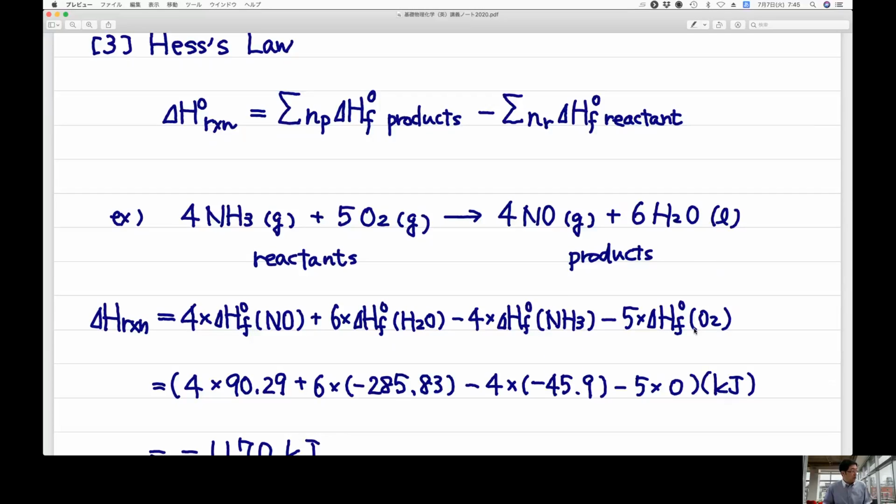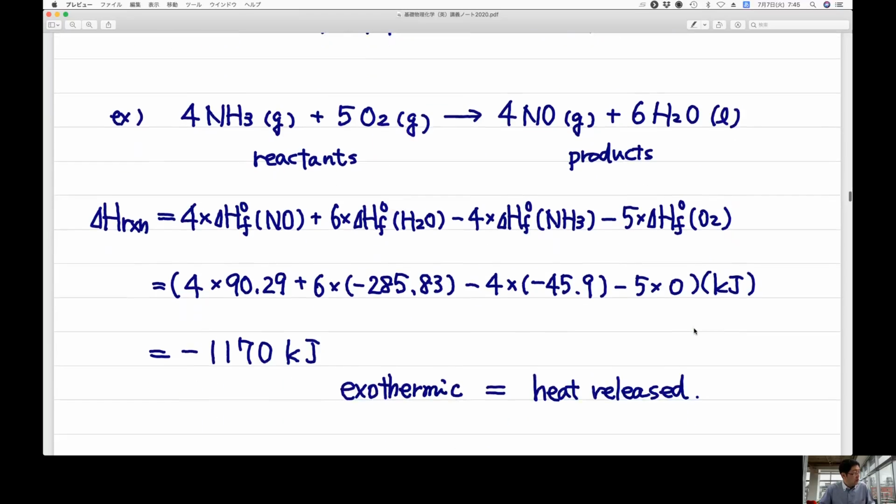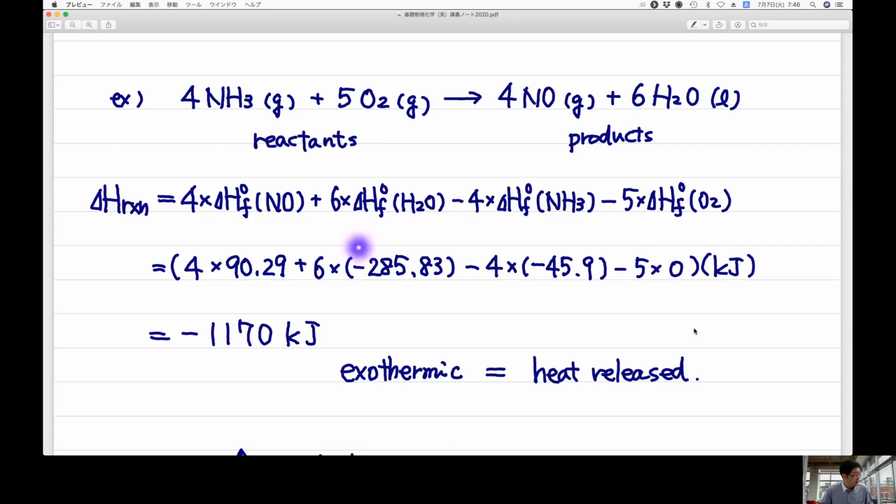This is ammonia. Ammonia is sometimes used as an energy carrier instead of hydrogen or petrol. So it is very important that by the combustion of ammonia, we can get a lot of heat like this. Okay, this is a very important idea.